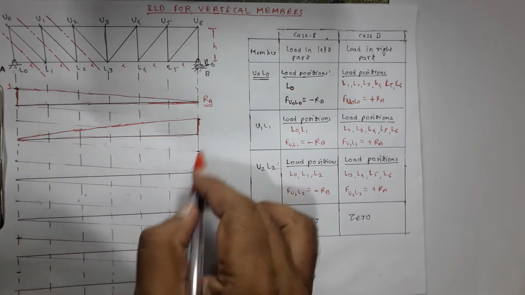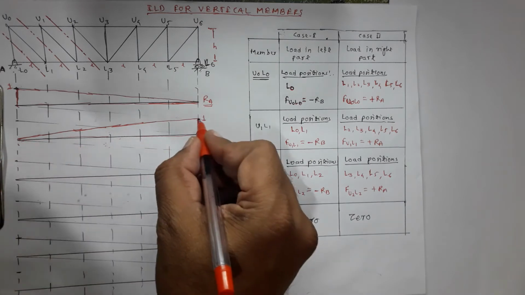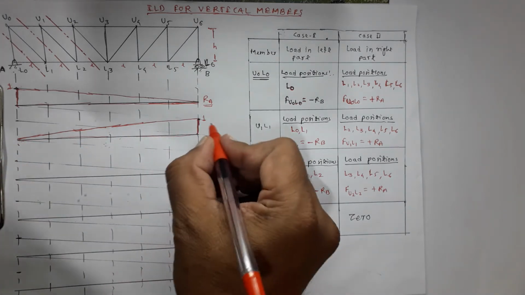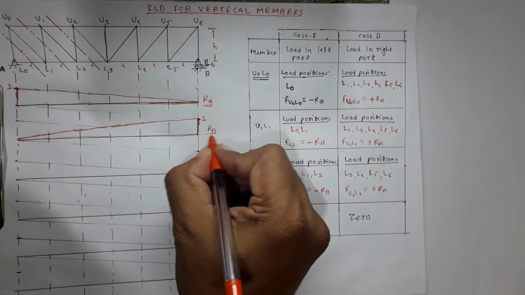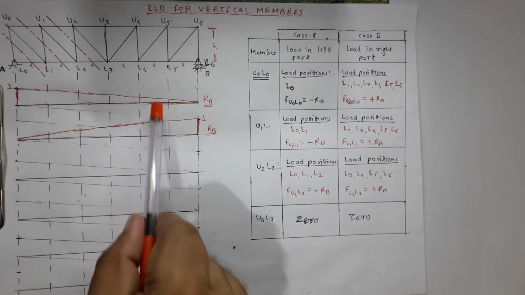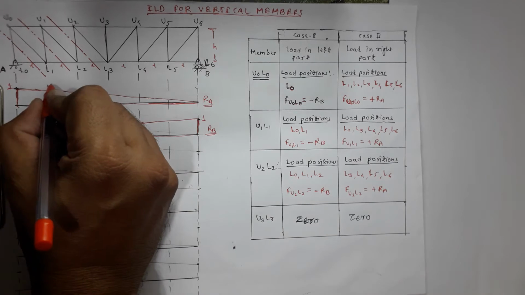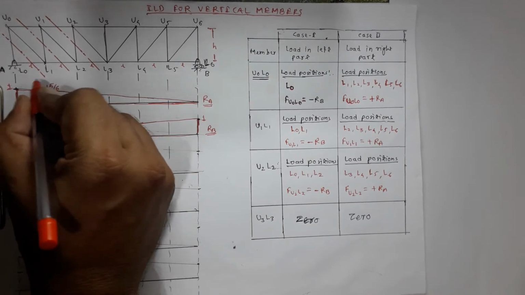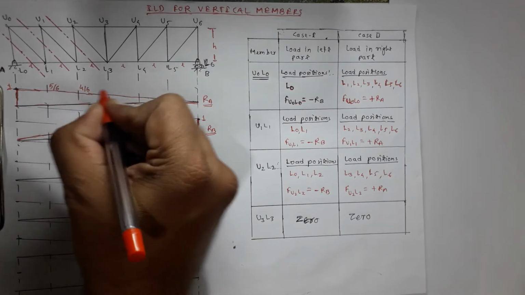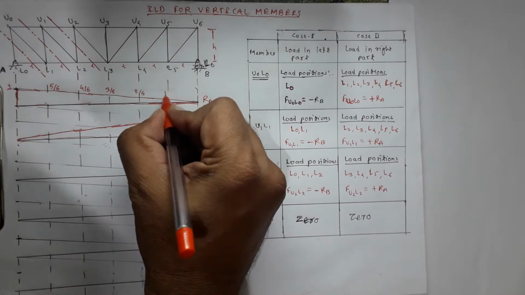Similarly, ILD for RB, it will be like this. Mark 1 at B, mark 0 at A, this ordinate is 1, and this is how the ILD for RB can be drawn. Now, the intermediate ordinates for both of these diagrams can be obtained like this. If it is 1, it is going to be 5 by 6 because the total number of panels are 6. This is going to be 4 by 6. It is 3 by 6. It is 2 by 6. It is 1 by 6.